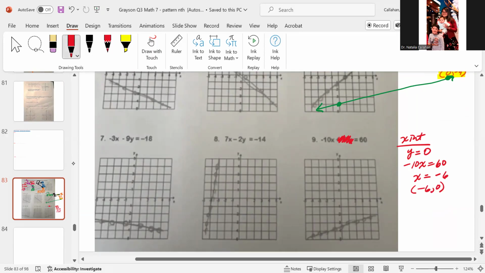Good. Then we're going to go ahead and find the y-intercept. What is your x value for the y-intercept? So then you take your pencil, you erase it back again, and then cross out the x value, okay? 15y equals 60. What does y equal to?